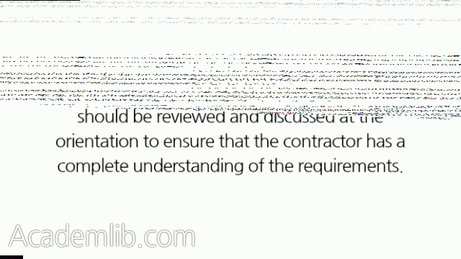cause delays in contractor delivery, or increase the scope of work and the contract cost. All of these elements of contract performance should be reviewed and discussed at the orientation to ensure that the contractor has a complete understanding of the requirements.